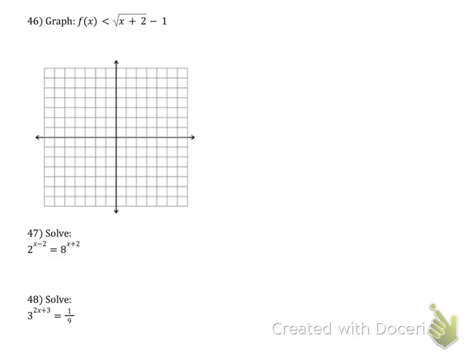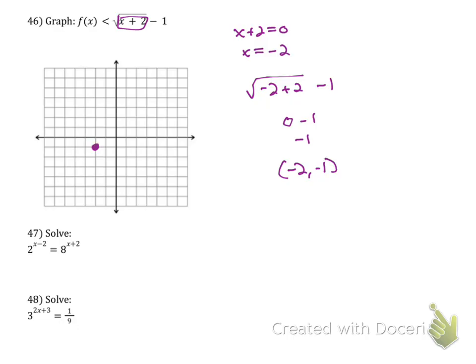46. Square root inequality. So remember that x plus 2, that radicand gives us x equals -2. So our first x value is going to be at -2, and that -1 on the outside is going to drop us down 1. So our first point is going to be at -2, -1. Then from there, you can pick any x value greater than -2. I use -1 because it gives me a perfect square. Okay, use that -1 there. It's going to be square root of 1 minus 1. 1 minus 1 is 0. So I got that point at -1, 0.